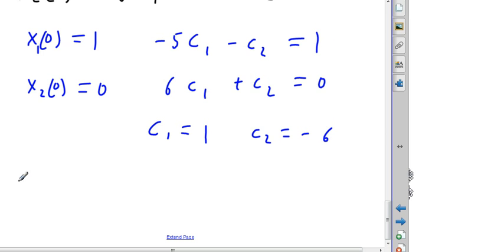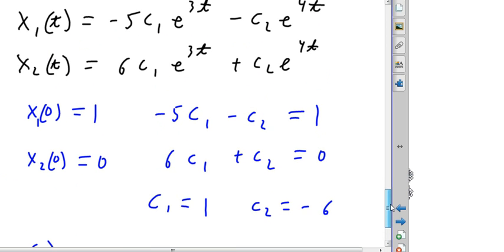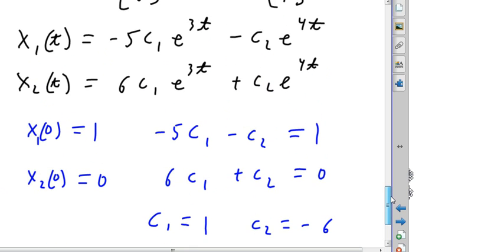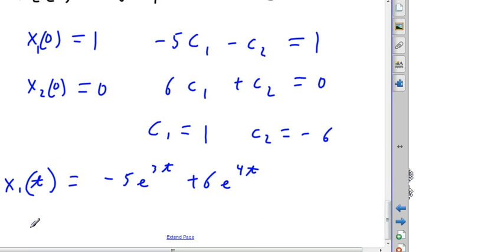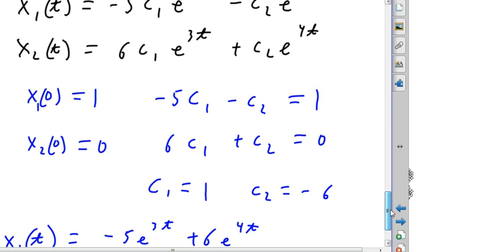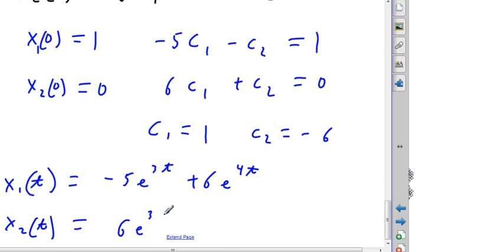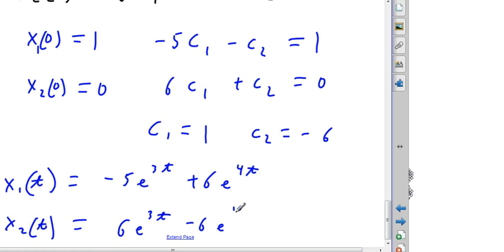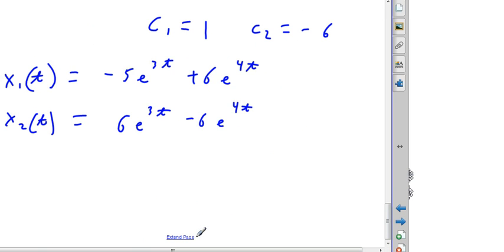And now I got a set of equations that say x1 of t is equal to minus 5 e to the 3t minus 6 e to the 4t. No, plus 6 e to the 4t. And x2 of t is equal to 6 e to the 3t minus 6 e to the 4t. And that would be my final answer. Now I'm going to check my work.